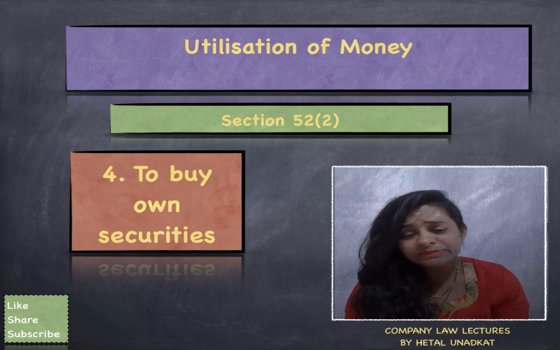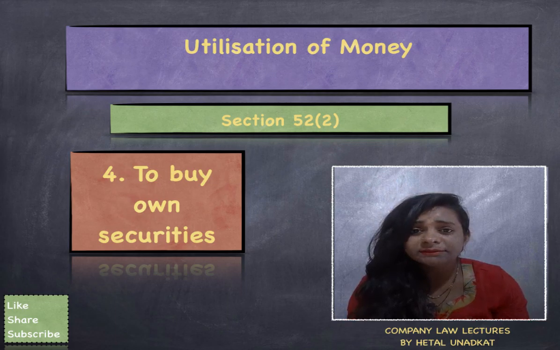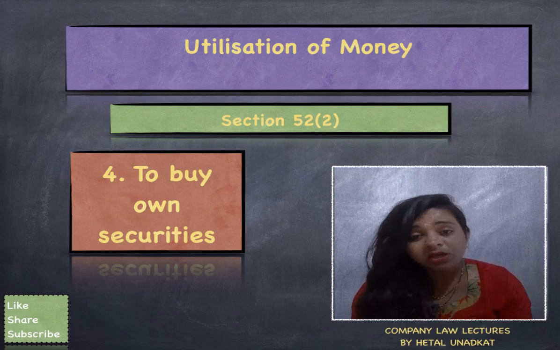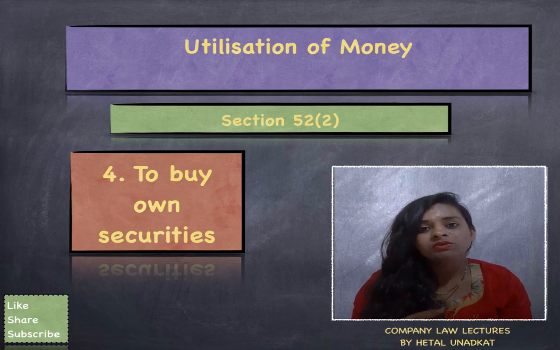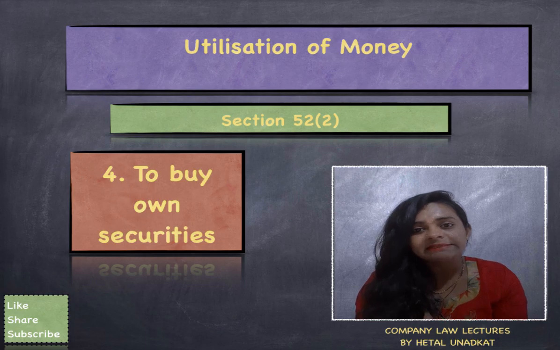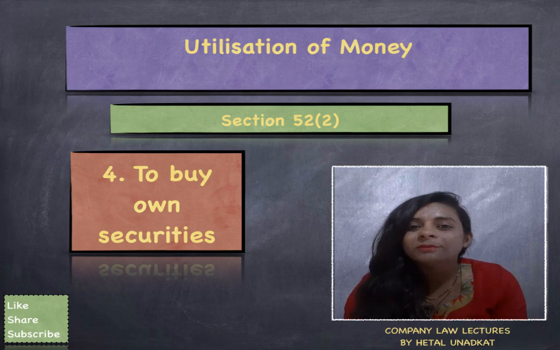The fourth use is that sometimes in the market the company needs to purchase its own shares or securities. To purchase its own shares from the market, the company can use this amount. The company can use this amount to purchase its own securities or shares under Section 68, whatever the requirement is. So that's the utilization of the security premium account under Section 52 subclause 2.